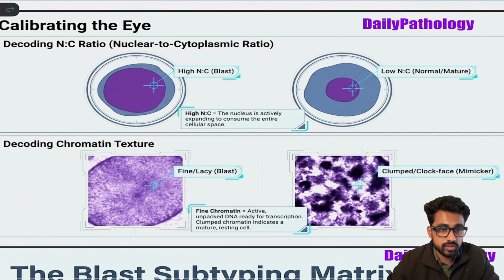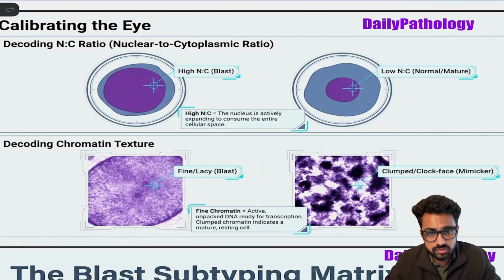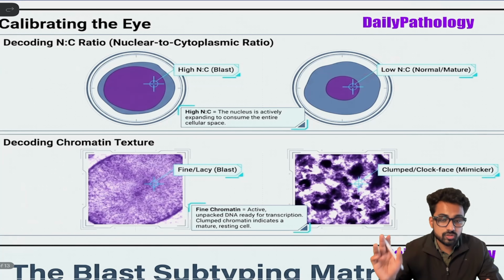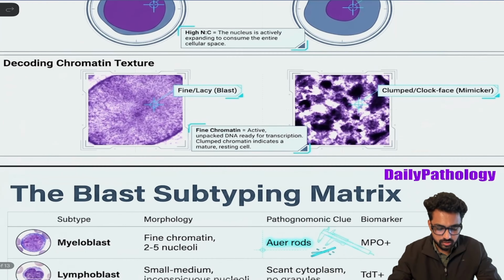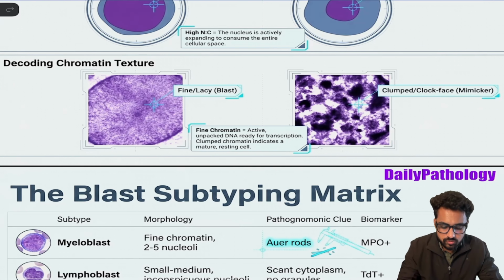Next is decoding the NC ratio. If a cell has a high NC ratio, then you can say it is a blast, and if a cell has a low NC ratio, you can say it is a normal or mature cell, but this is not always the case. With a high NC ratio, the nucleus is actively expanding and consuming the entire cellular space.